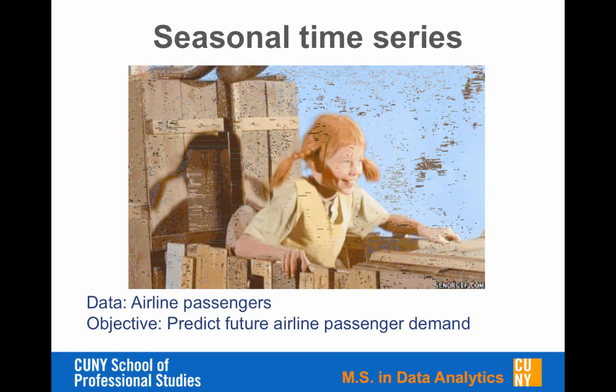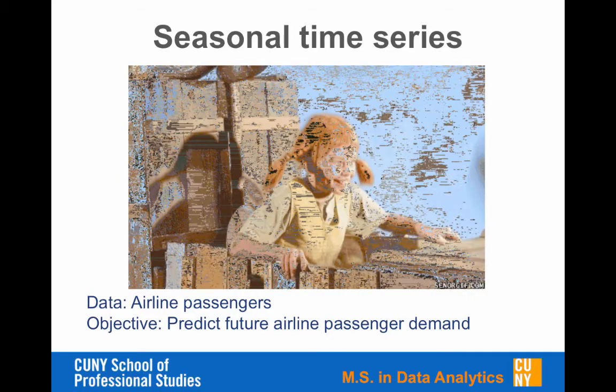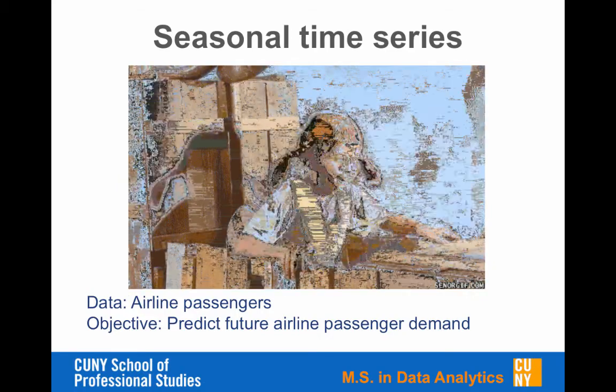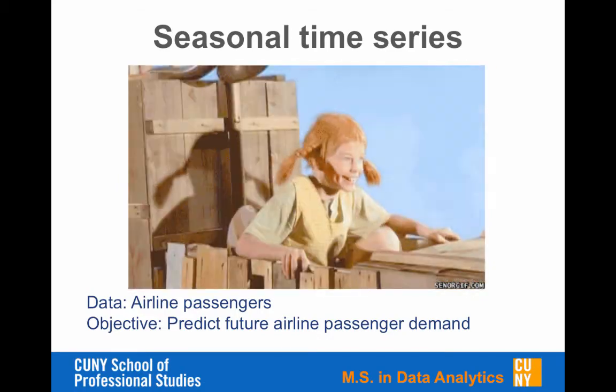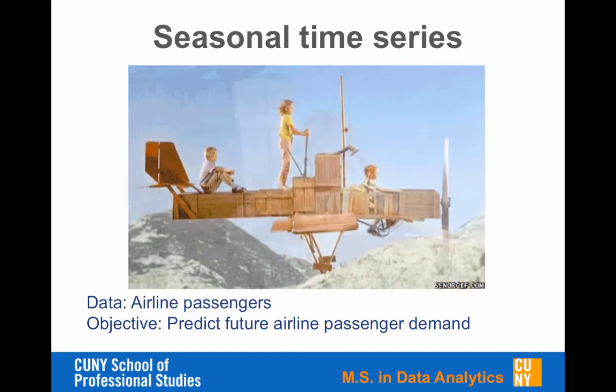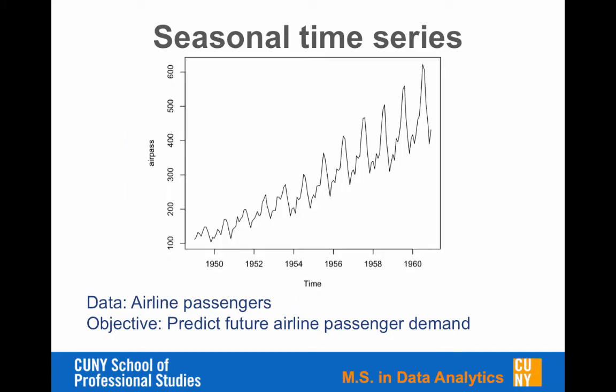For seasonal time series, what we have is airline passengers, and this spans about 50 years, and what we want to do is predict future airline passenger demand from the data. What we see is a more quintessential look of a seasonal pattern, where you have that variation that not only fluctuates per month, but also seems to grow as the overall passenger size increases as well.